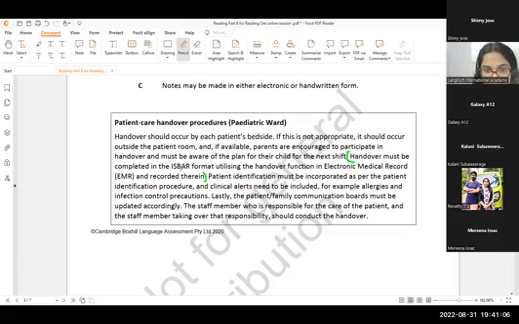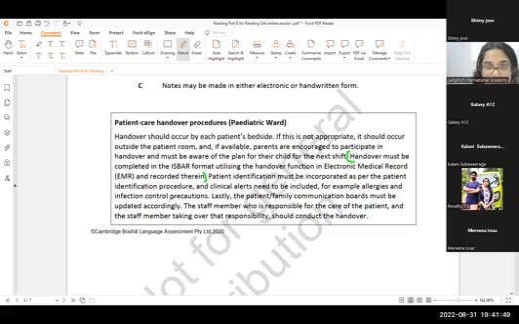Handover must be completed in the ISBAR format, utilizing the handover function in the electronic medical record (EMR) and recorded therein. Okay, so you have to do the whole thing in the ISBAR format. And when you do that, you need to use the handover function. There is a function in the electronic medical record system. You need to use that and record whatever you need to record, everything that happens during the handover.